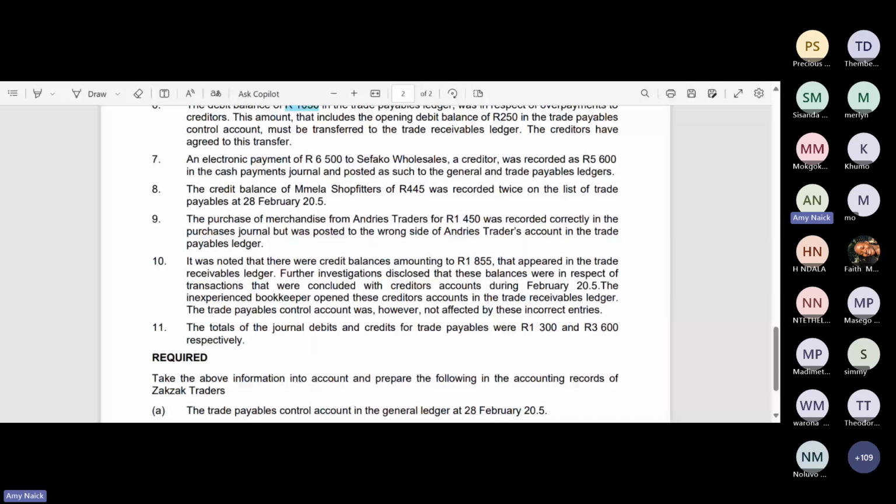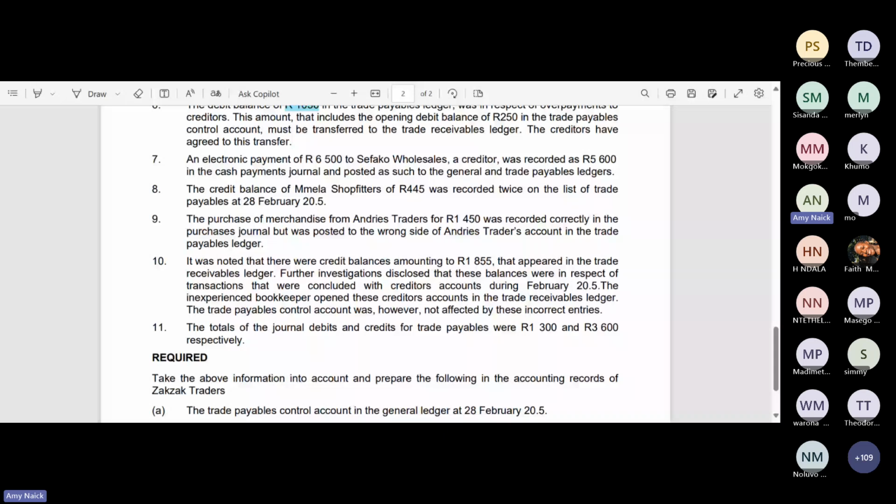We paid him 6,500, right? But we only recorded 5,600. So if you think about the transaction, you owe him 6,500. So you're going to have a credit for 6,500 in your trade payables account.